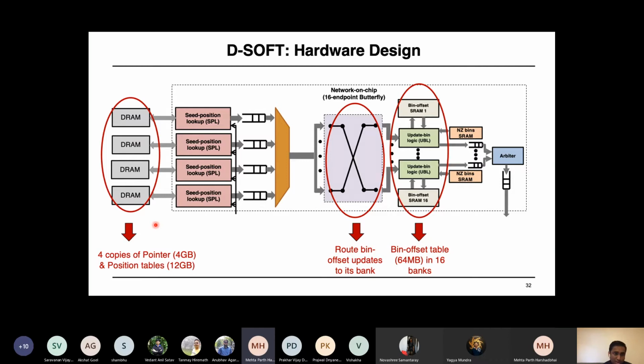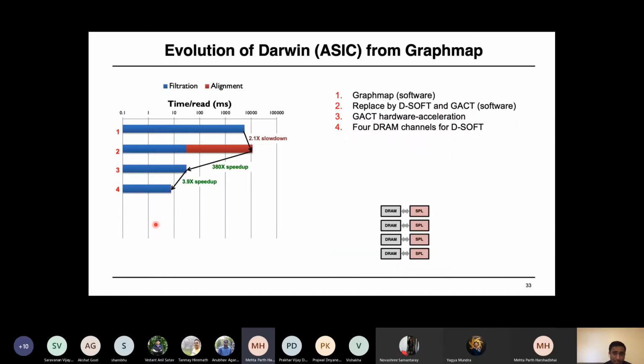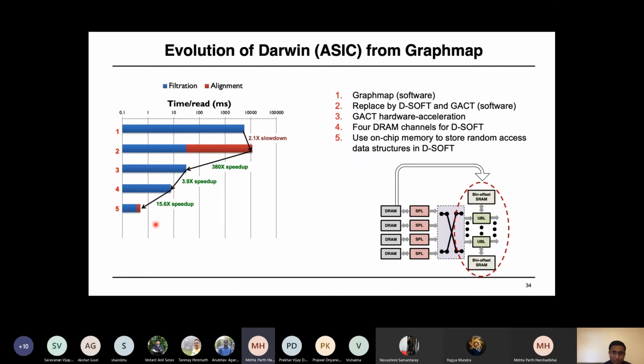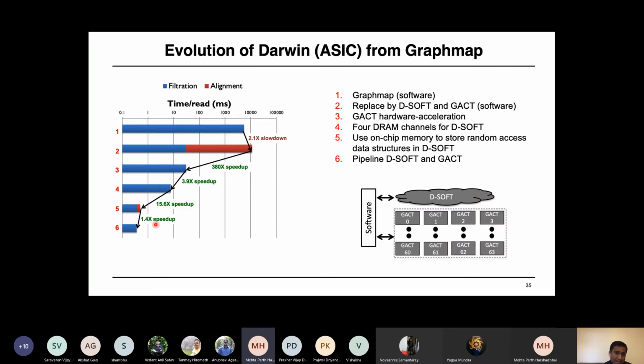So we not only reduced the amount of DRAM accesses that we do, but we also improved it to a sequential access pattern. That in turn gave us another fourfold speed up, just because we use more DRAM bandwidth, and another 15-fold speed up because we reduced the amount of memory accesses by threefold and made it sequential in nature. Finally, we did a very common technique used in hardware acceleration, which is pipelining. D-Soft and GACT could be pipelined for reads, and that gives another 1.4-fold speed up. If you combine all of these together, that's about 15,000-fold total speed up.